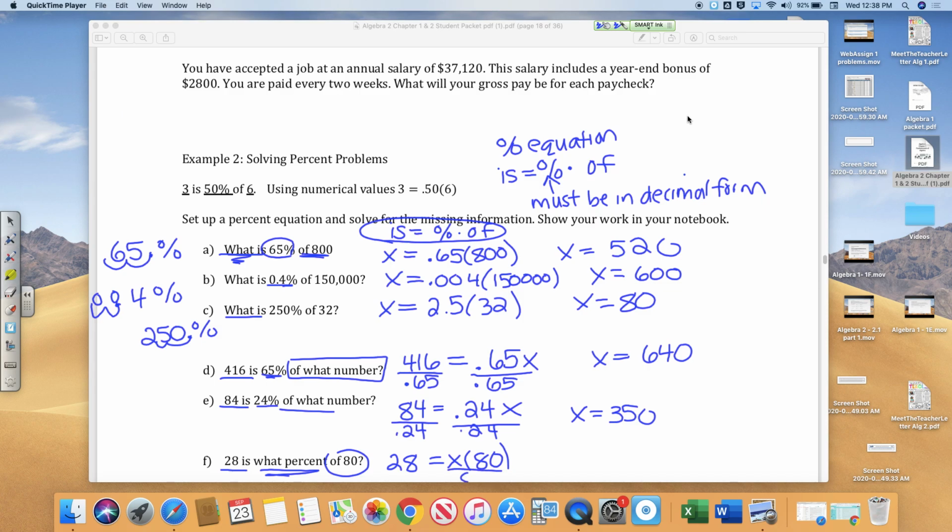To solve this, we would divide both sides by 80. And when I divide 28 by 80, I'm going to get a decimal, 0.35. Now, it's important to realize that this decimal really represents a percent, since what we're looking for is what percent. So you then have to move this 2 spots to the right and add the percent sign. So the final answer for this one is 35%. What I want you to do is pause the video and try the next one.